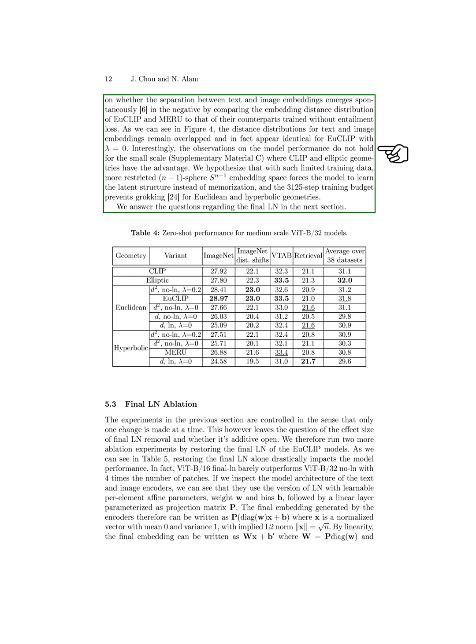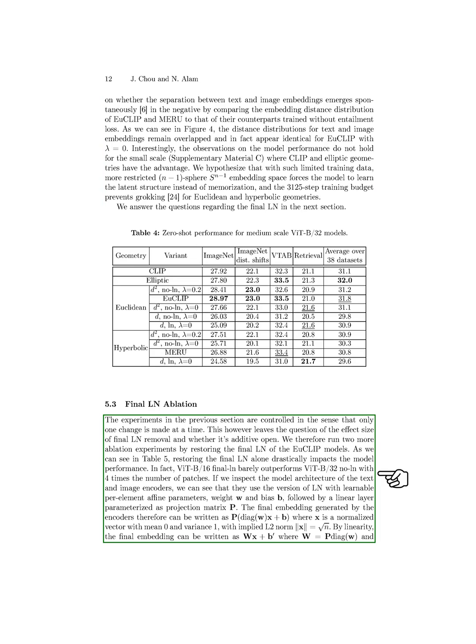Interestingly, these performance trends do not apply at a smaller scale, where CLIP and elliptic geometries perform better. We hypothesize that with limited training data, the restricted embedding space forces the model to learn underlying structures rather than memorize, and the training budget limits the effectiveness of both Euclidean and hyperbolic geometries. We will discuss the final layer normalization in the next section.